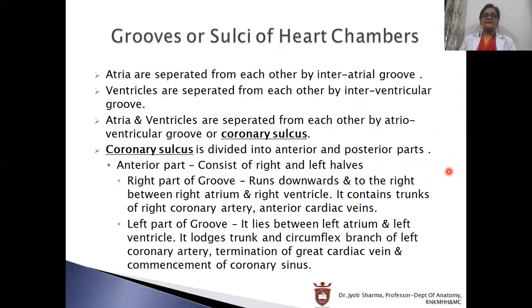The anterior part consists of right and left halves. The right part of the groove runs downwards and to the right between the right atrium and right ventricle. It contains trunks of the right coronary artery and anterior cardiac veins. The left part of the groove lies between the left atrium and left ventricle. It lodges the trunk and circumflex branch of the left coronary artery, termination of the cardiac vein and commencement of the coronary sinus.